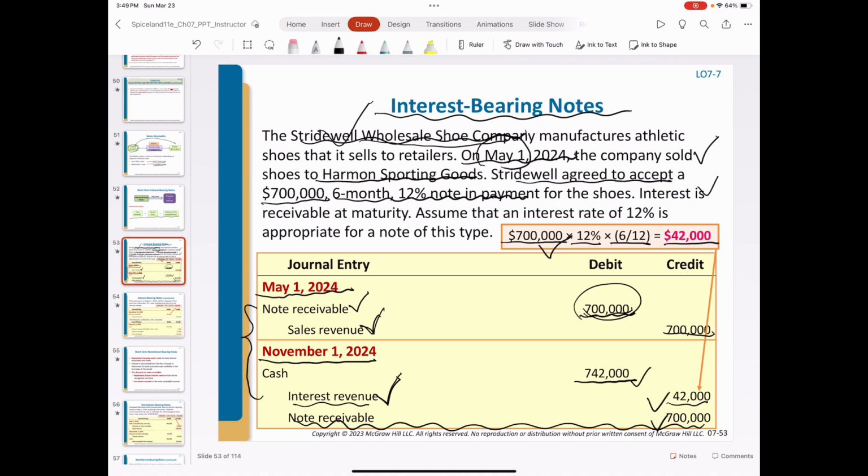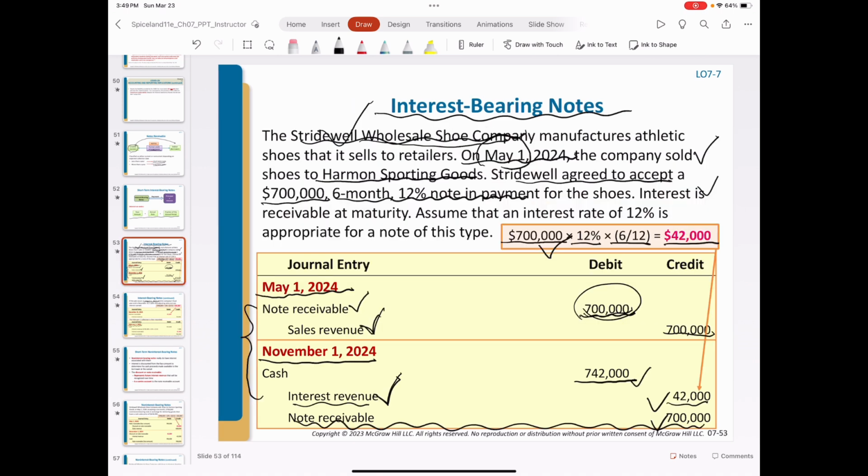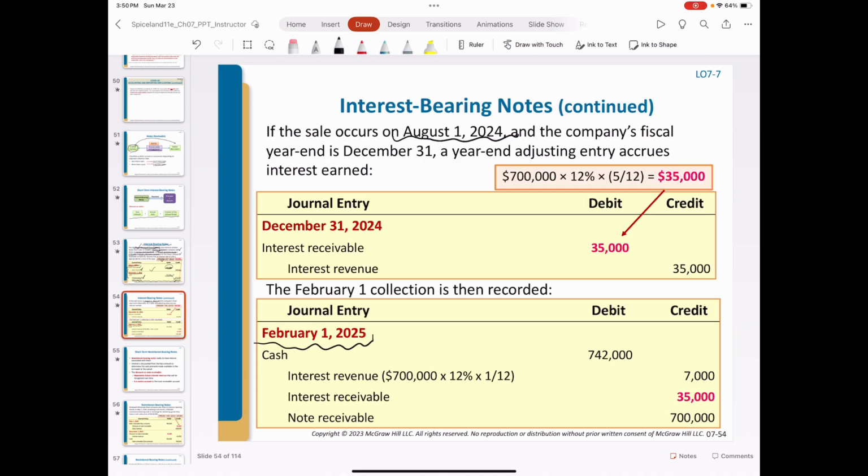But sometimes these two transactions may not happen within 1 year. The journal entry will be a little bit different because the company needs to close their books by the end of 2024. So if the transaction occurred on August 1st, 6 months later will be on February 1st, 2025. Again, on August 1st, the company will make this journal entry, same as this one. So you are going to debit notes receivable, $700,000, credit sales revenue, $700,000 on August 1st. I don't repeat the journal entry in this PowerPoint.